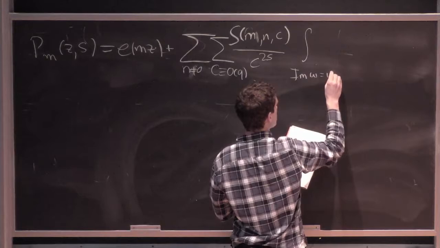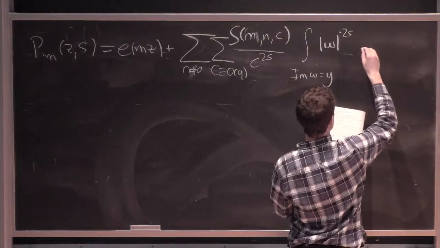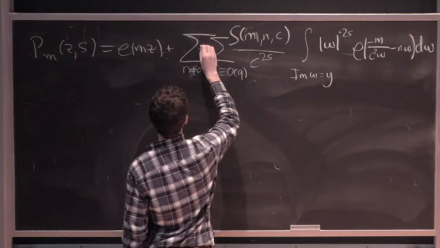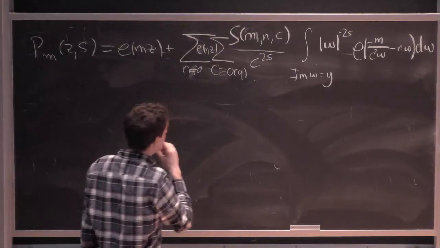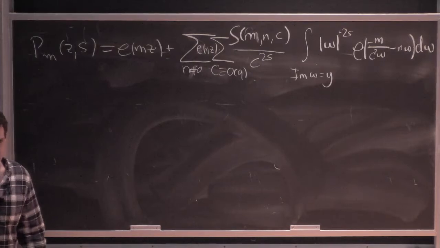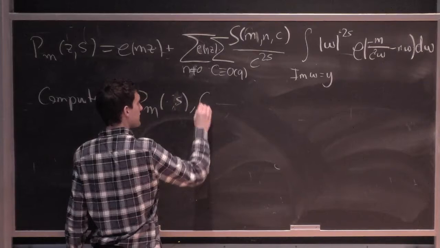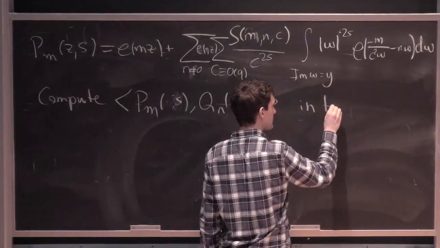Integral transform. Okay, and then maybe I'll still put the e of nz here. Okay, so we have both pieces, and so now we can again compute this inner product of P_m(·, s) with P_n(·, s) in two ways, to prove the Kuznetsov formula.